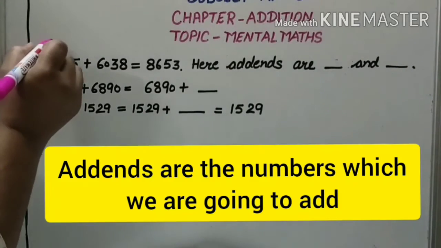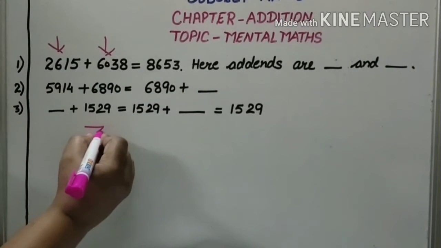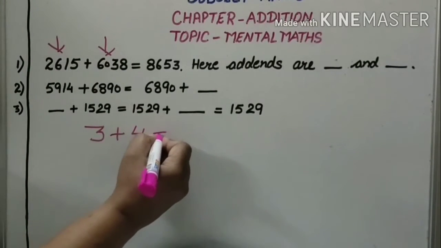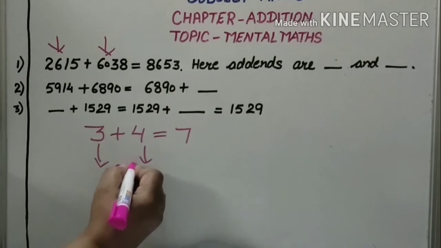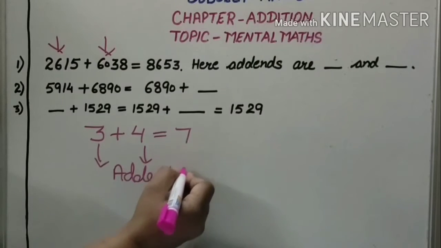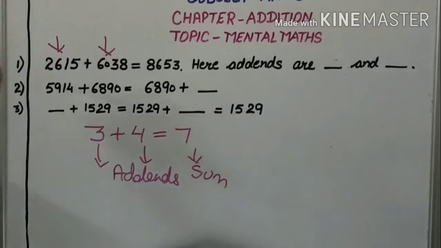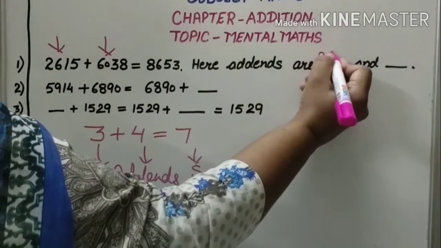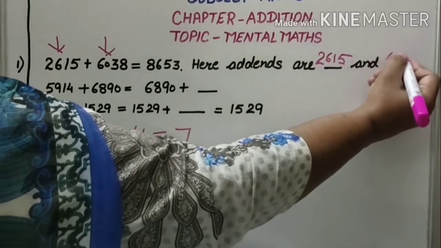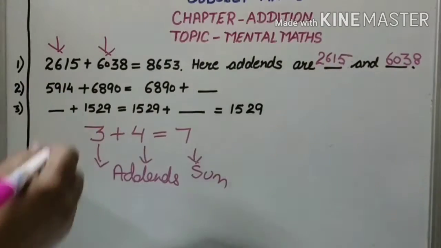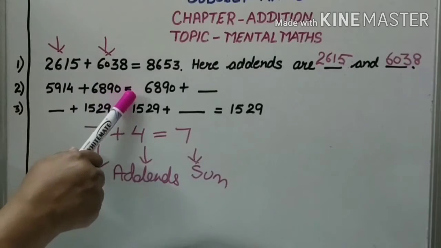Addend means what? The numbers which we are going to add. For example, if I write 3 plus 4 is equal to 7, here 3 and 4 are addends, and what we get after adding is our sum. Okay, children? So in this case, our first fill-up answer is 2615 and the second fill-up is 6038. Now, next question is 5914 plus 6890 is equal to.